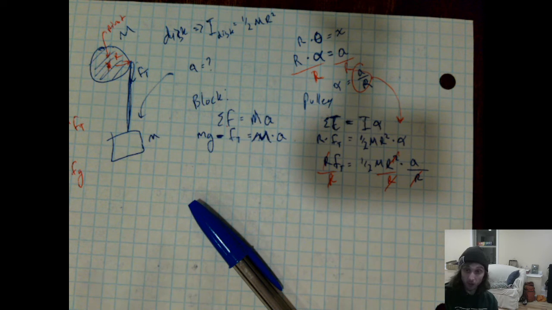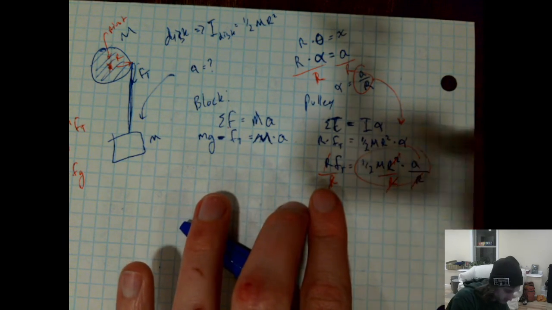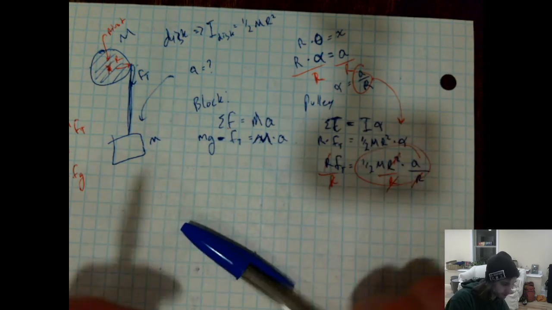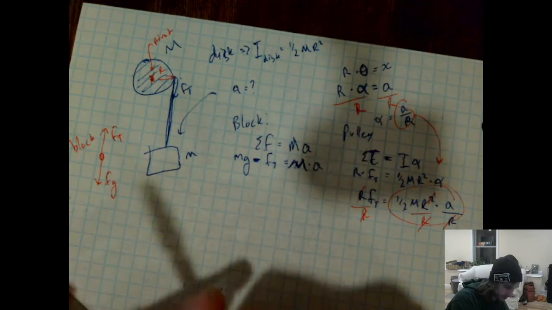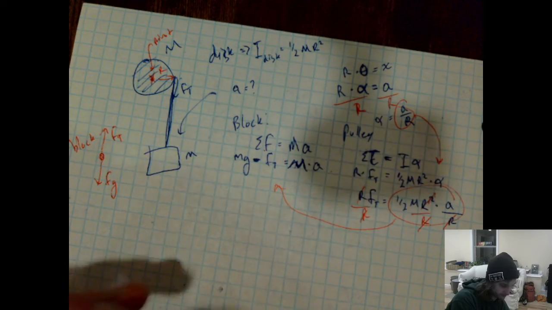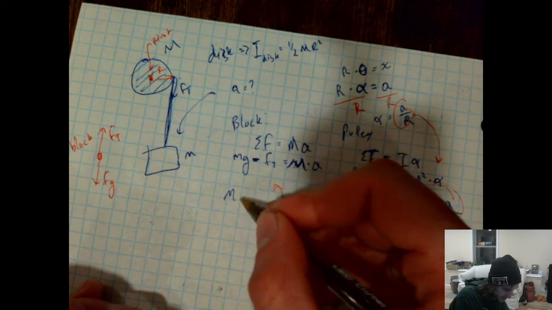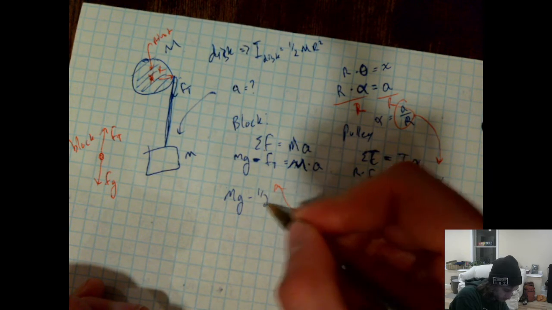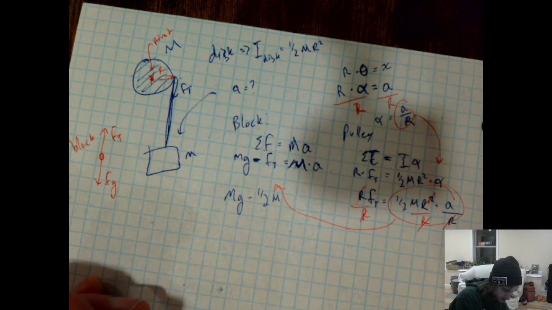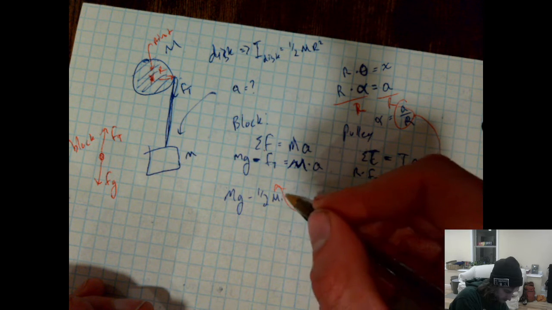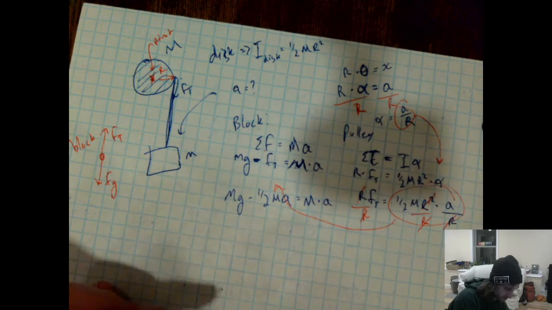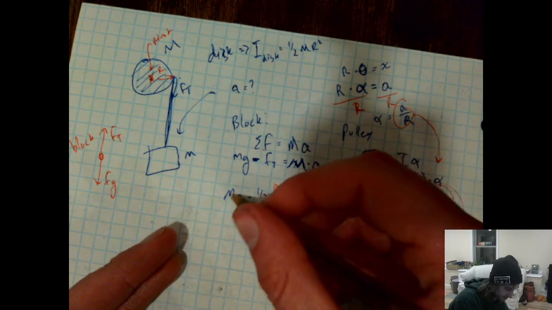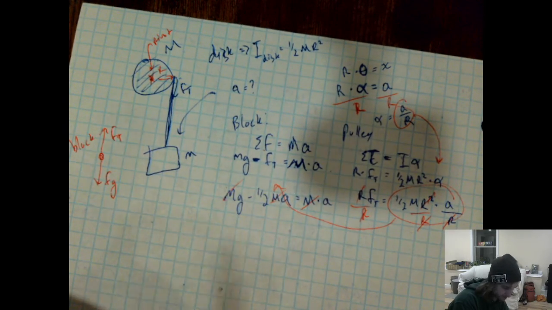Great. So now what we're left with is that the force of tension is equal to 1/2 m times our acceleration. So if we come back over here and plug that in over here in our block equation, what we'll get is that mass times gravity minus 1/2 mass times our acceleration equals mass times our acceleration. Mass, thankfully, as usual, drops.